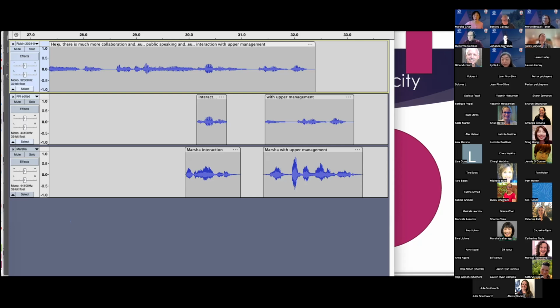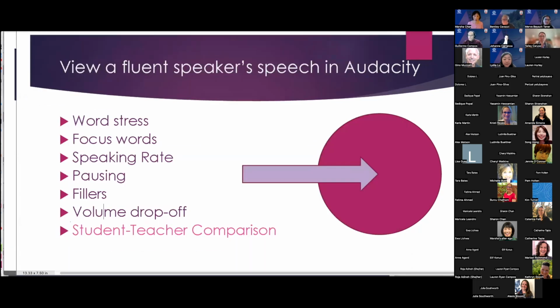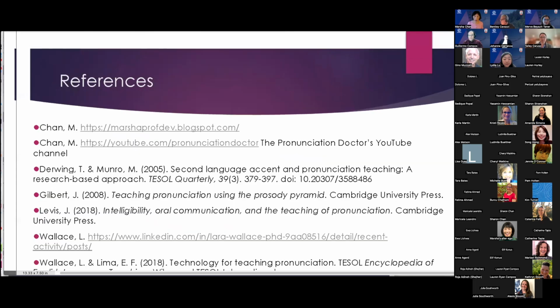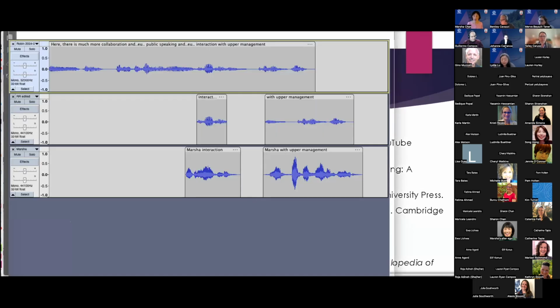Or if you go to my blog, I will send you the file, and then you can also get the resources at my Marsha Prof Dev blogspot.com. That's an occasional blog. I'm not very good at doing things regularly there, but I do have one on how to use Audacity, just the basics. But if you want to go into it, Audacity has lots of tutorials, and that's where I drive into to find out how to do this sort of stuff.